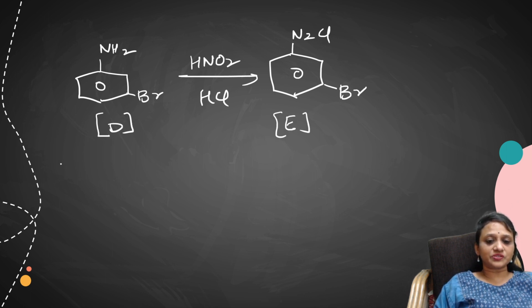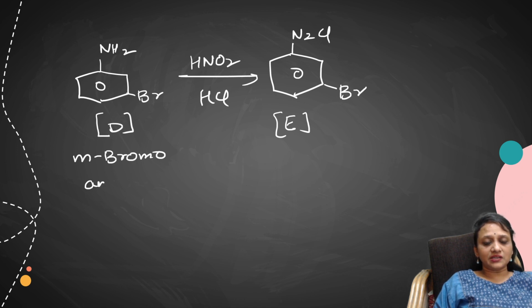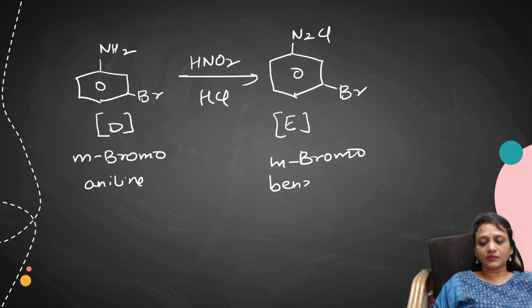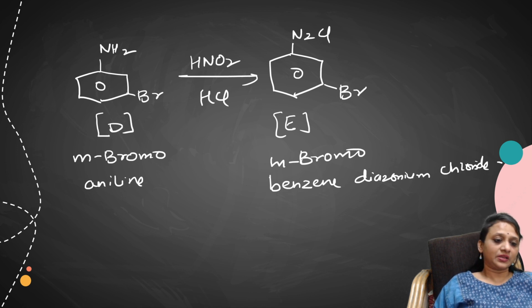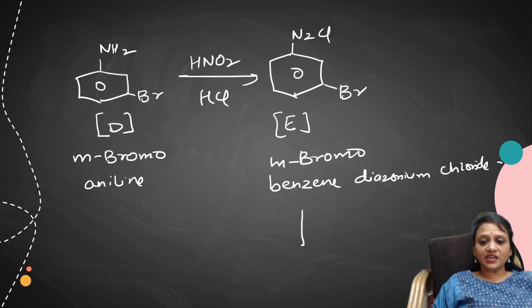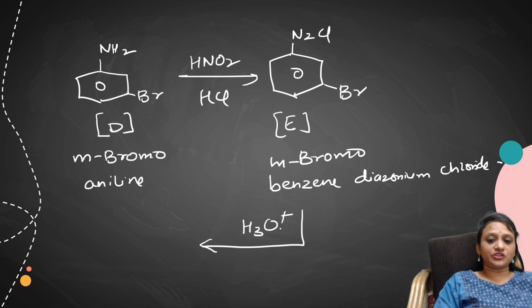Name this compound, students. Let us write the name here also. This is meta-bromoaniline, right? What is this compound, students? Meta-bromo benzene diazonium chloride. What is this compound, students? E. Last. I'm going to take this E and treat it with H3O+.